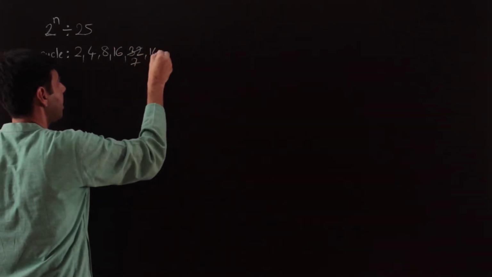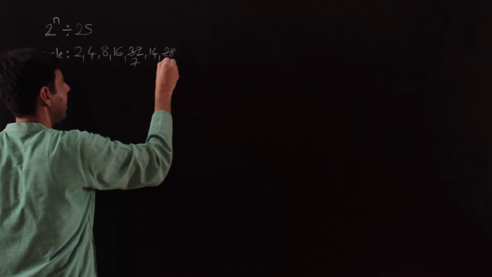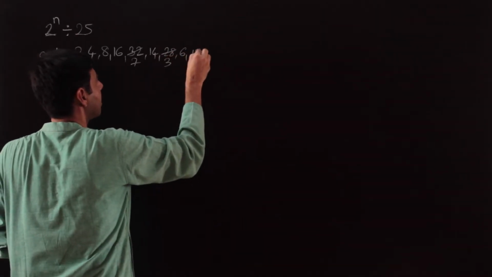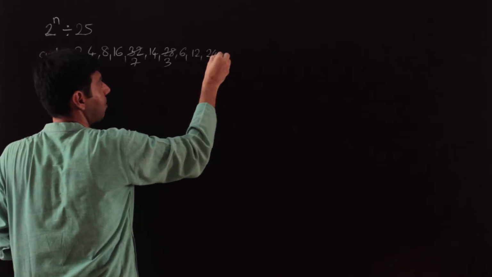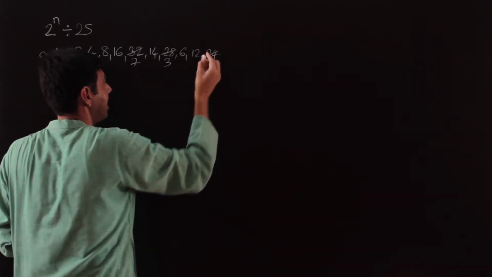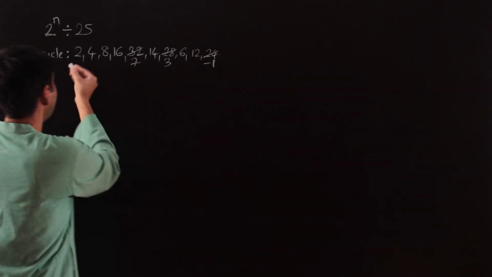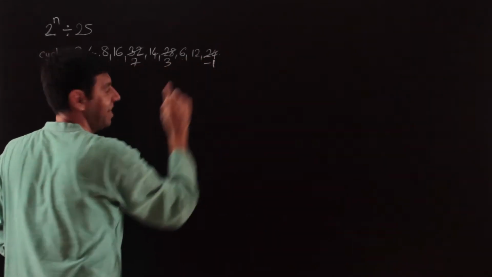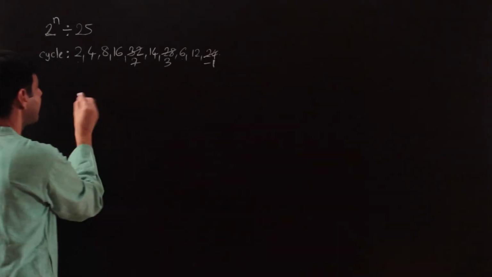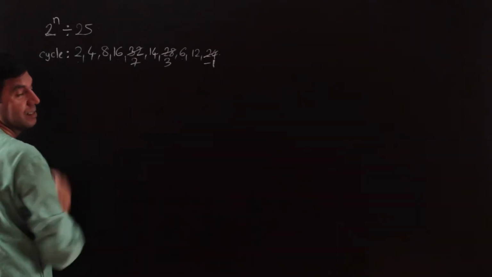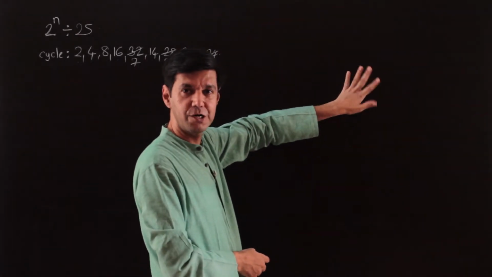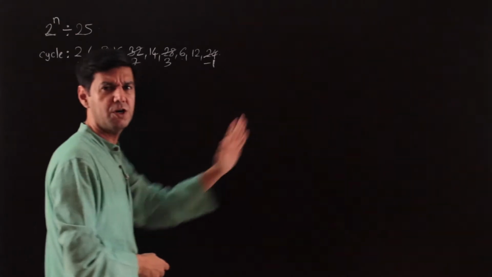7 twos are 14, 14 twos are 28. 28 means a remainder of 3. 3 twos are 6, 6 twos are 12, 12 twos are 24. Remember, 24 is a remainder of minus 1. So what we get here is 1, 2, 3, 4, 5, 6, 7, 8, 9, 10. So at the 10th power we get minus 1. So at the 20th power, we are going to get a plus 1. But we don't need to continue.